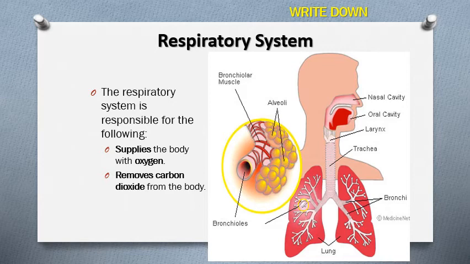We have the nasal cavity, the oral cavity, which is the mouth. We have the larynx, which is the voice box, trachea, bronchioles, and then we have alveoli. Now don't worry, you don't have to catch this now as I speak. You guys can write this down when we get there. So we're going to move on to each individual structure.